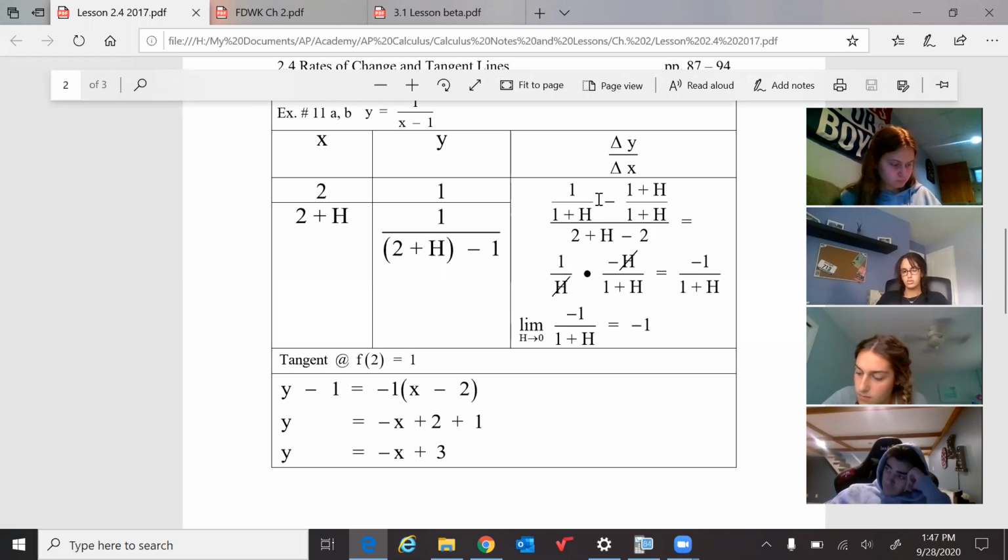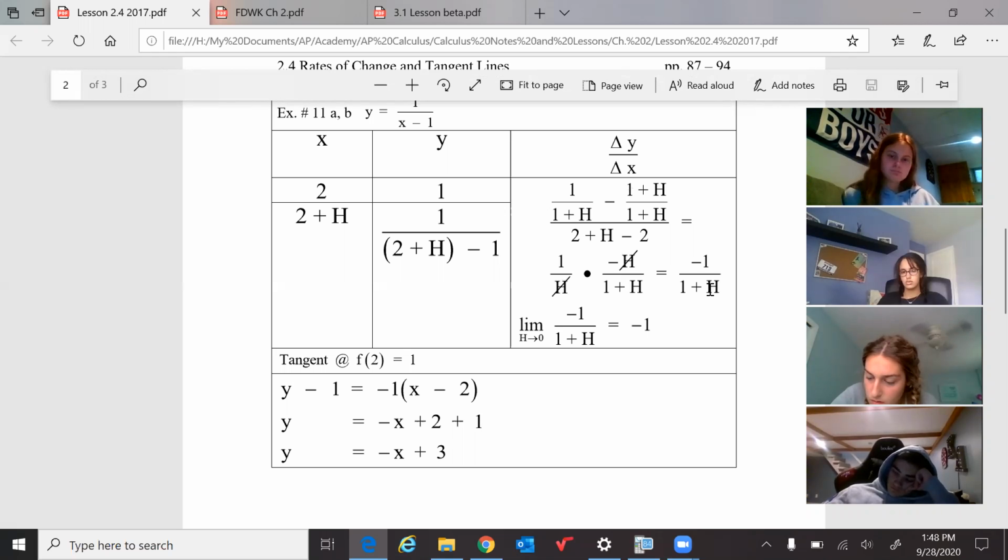Now I'm looking at the numerator. You have a negative sign in front of this. So you're going to distribute a negative 1 over this numerator. So it's going to become a negative 1 and a negative h. And these 1's would add to 0, and you'd have negative h over this denominator. I factored out that denominator, put it over here. So now what? Those h's reduce and give you negative 1 over 1 plus h.